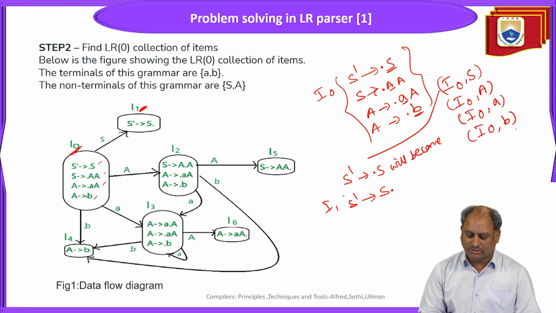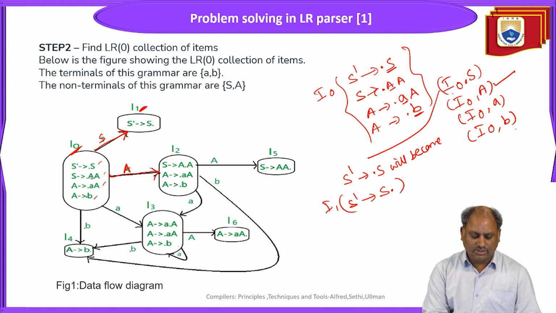This state is called I1. Next we have to find out I naught comma A. So that is to be declared here as I naught comma S. S is the closure which is performed on the state I naught, and we are reaching the state I1. Similarly, another input A leads to another state.